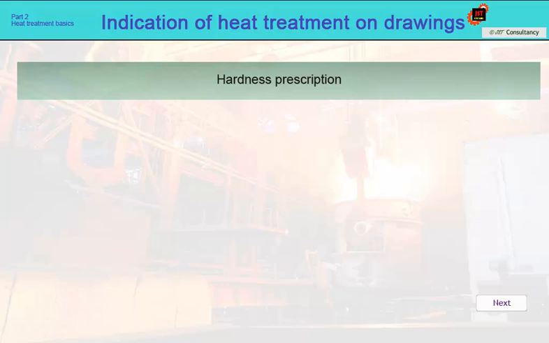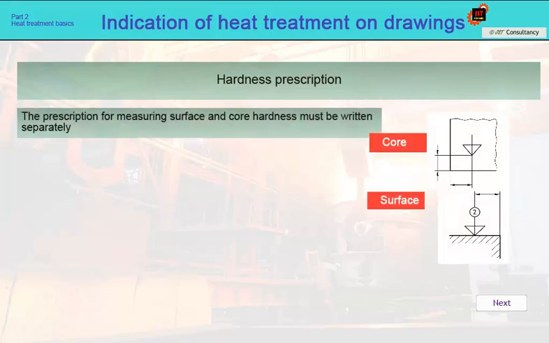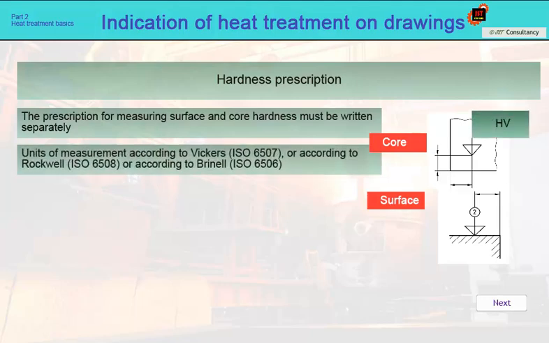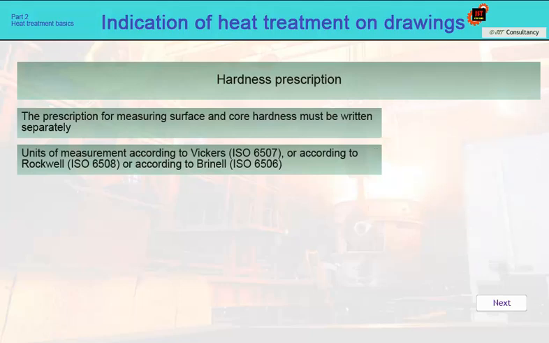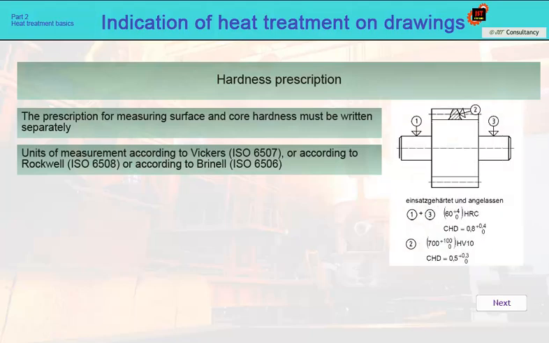The hardness designation has its own specifics. The standard distinguishes between hardness for surface and core measurements. The units of measurement are given according to Vickers, ISO 6507, or according to Rockwell, ISO 6508, or according to Brinell, ISO 6506. If there is no other requirement for local hardness values, one value is given for the entire part. If different hardnesses are required at different locations, there will be more of these data.